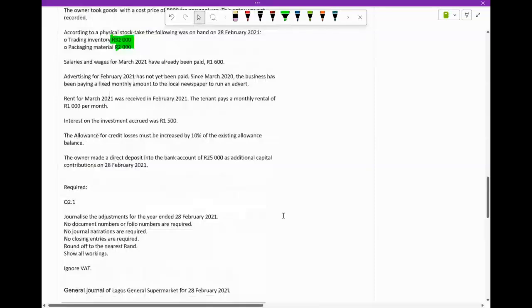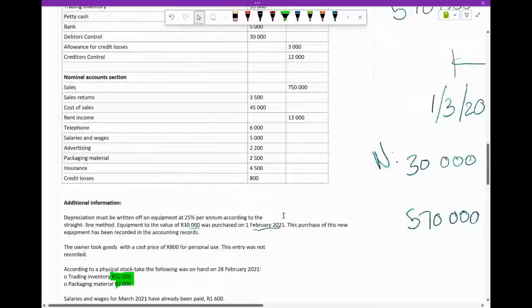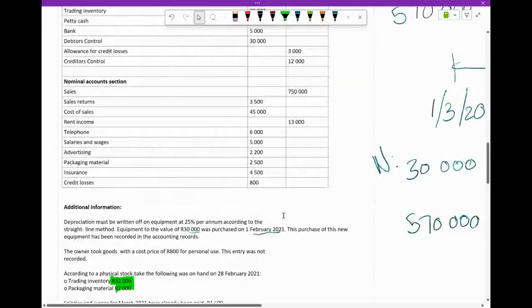Happy with that. Then packaging material we found was 2,000. So we say, oh, but during the year, packaging material is an expense. What we're basically saying is this expense of 2,500 is actually less than that, because we actually have 2,000 worth of packaging material that we can still use. So what's the account that we debit, and what are we crediting? We're obviously going to credit packaging material to reduce that expense. But what is the other account that's affected here?